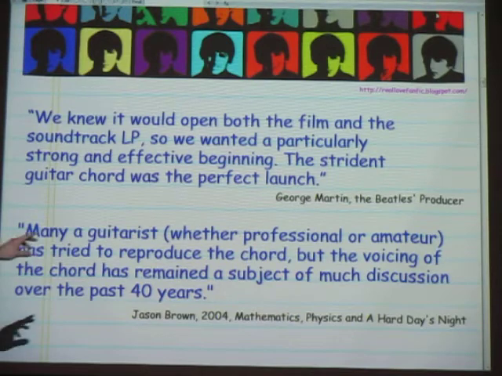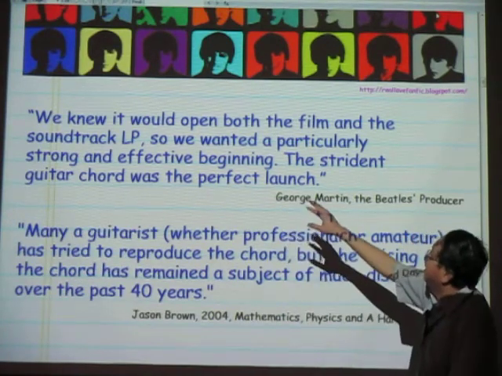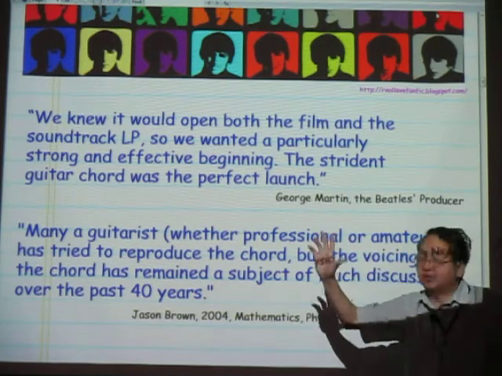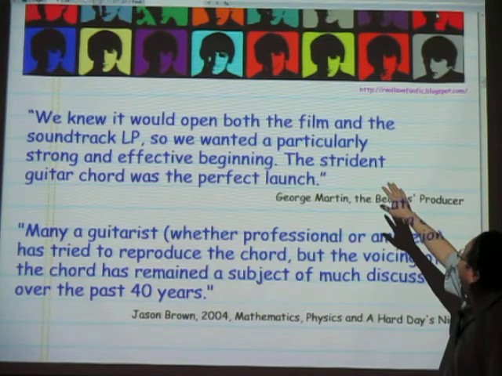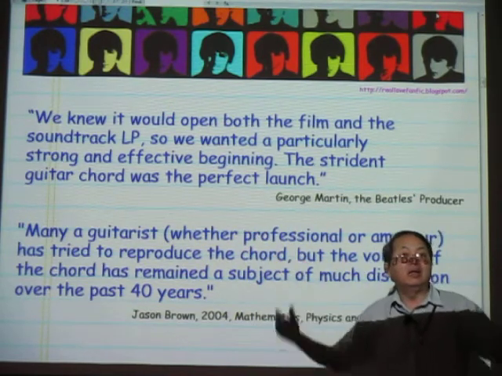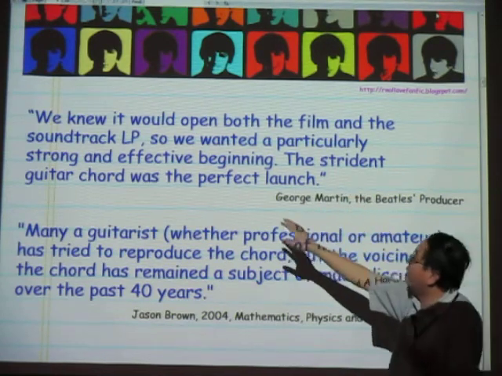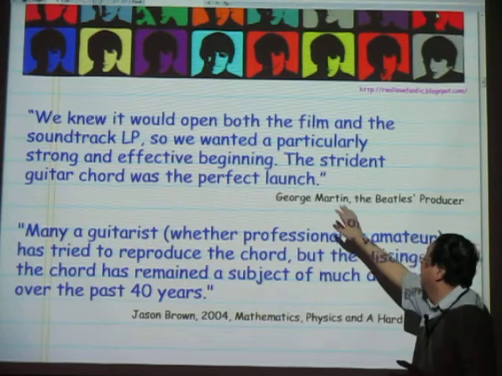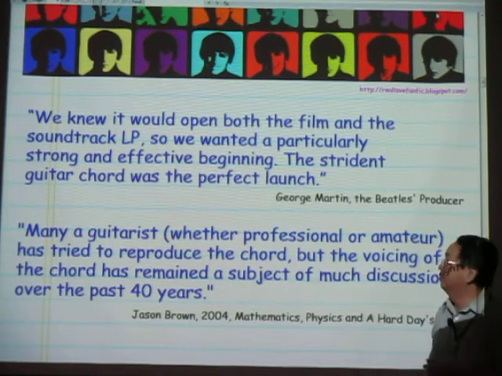This is George Martin, the Beatles producer. He said, "We knew it would open." It means the song, right? "And the opening chord would open both the film and the soundtrack LP." So you heard the opening chord at the beginning of the film, right? "So we wanted a particularly strong and effective beginning. The strident guitar chord was the perfect launch."